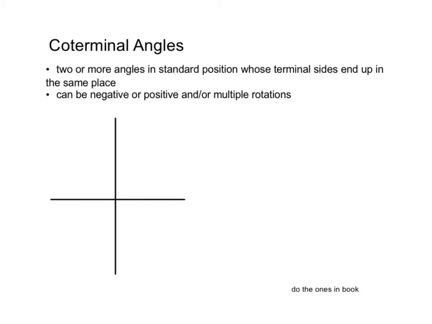Coterminal angles are two or more angles in standard position, that's the vertex at the origin with the initial side along the x-axis, just like here, whose terminal side ends up in the same place. They can be negative or positive. They can go in counterclockwise or clockwise directions and/or multiple rotations.